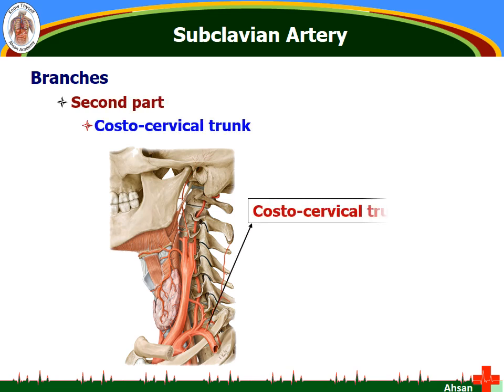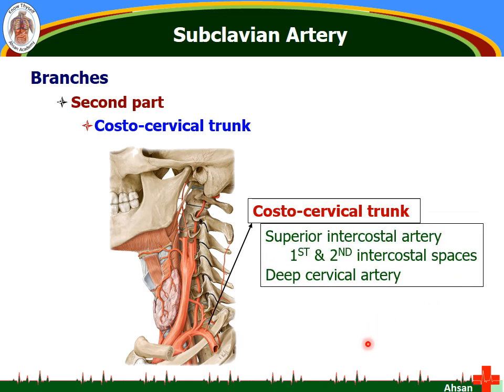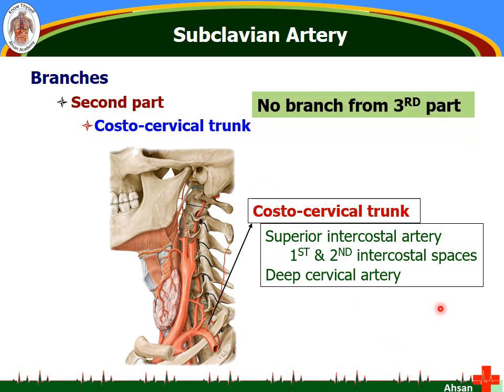The second part, one branch is there. It is known as costocervical trunk. This gives the important artery, superior intercostal artery, first and second intercostal artery arising from the superior intercostal artery, and the deep cervical artery are the branches of this costocervical trunk. Third part is not having any branch. It actually continues as axillary artery of that side.